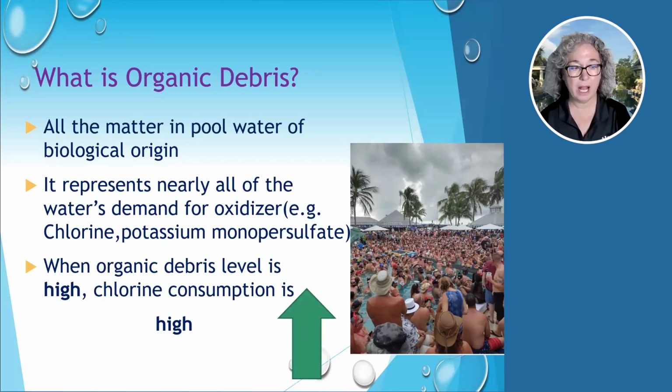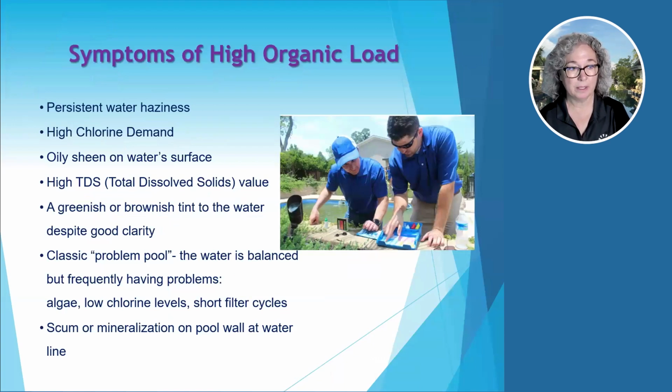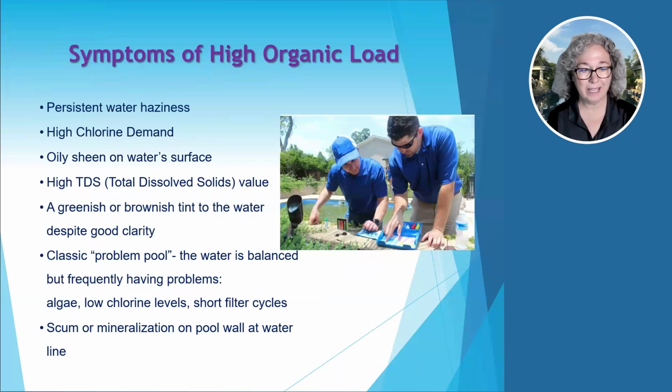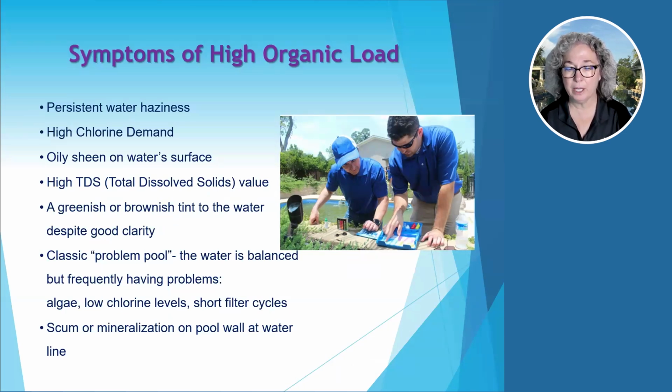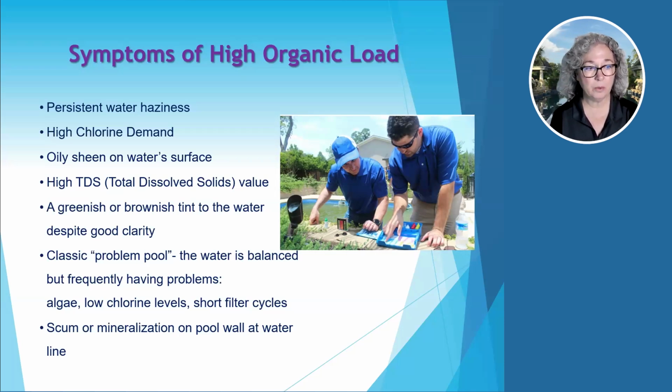When the organic debris levels are high in the pool, guess what? The consumption of the chlorine is extremely high in the pool. The chlorine can't keep up. Symptoms of high organic load, we see them every day when we go to the pool. Persistent haziness, high chlorine demand. How many times have you gone to a pool and you left it last Thursday and it was at 6 parts per million in chlorine? You come back the next Thursday and it's at 1. You have a high organic load. Oil sheen on the water surface.